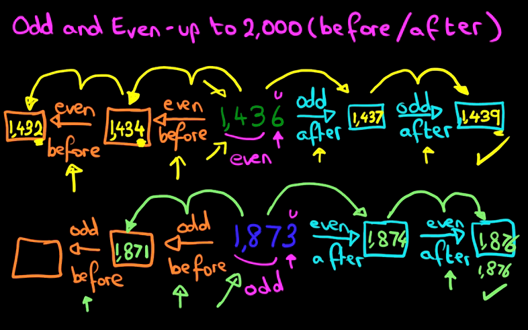Now the odd number before this one is, again, 1, 2. And how do we count back in twos? Be careful with this one, the number becomes 1869. We've counted back in twos. So from 1871, the number before that is 1870, and the number before that is 1869. So that is how we work out the odd and even numbers before and after when we are working with numbers up to 2000.